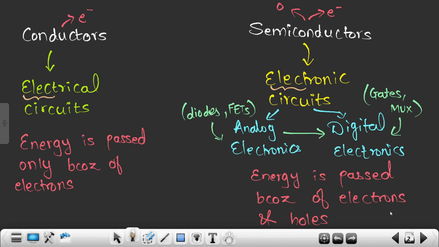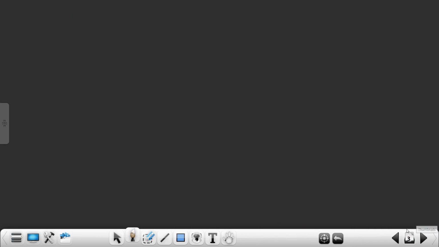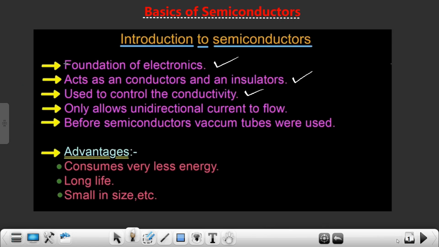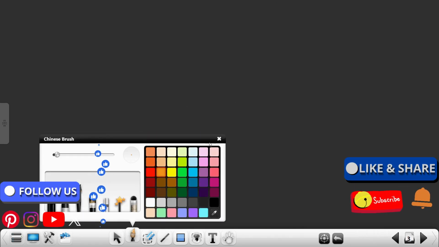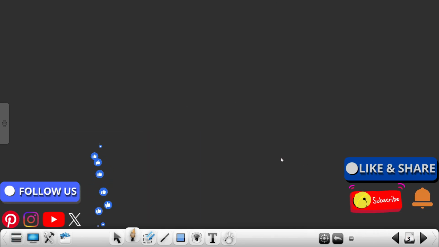Great. Now let's proceed further and discuss this particular point: it acts as a conductor and as an insulator as well. So we are going to discuss this point, that is conductor and insulator. For that, let me just write over here semiconductor.